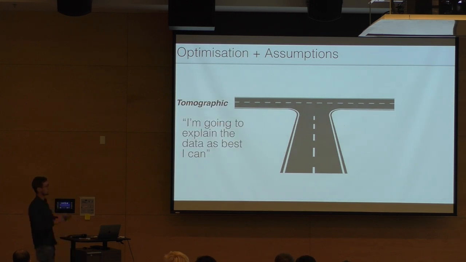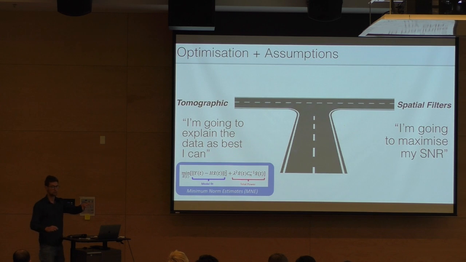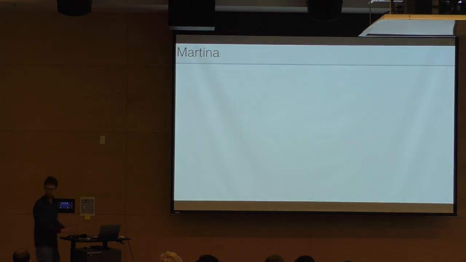You can either take a tomographic route, which is a fancy way of saying that you're going to try and explain all of the variance in your data and minimize your model error, which is something a minimum norm solution gives you, which we're going to talk about in a second. Or you can say, forget the variance, I'm just going to try and maximize my signal to noise ratio, which is what beamformers do. So, over to you.